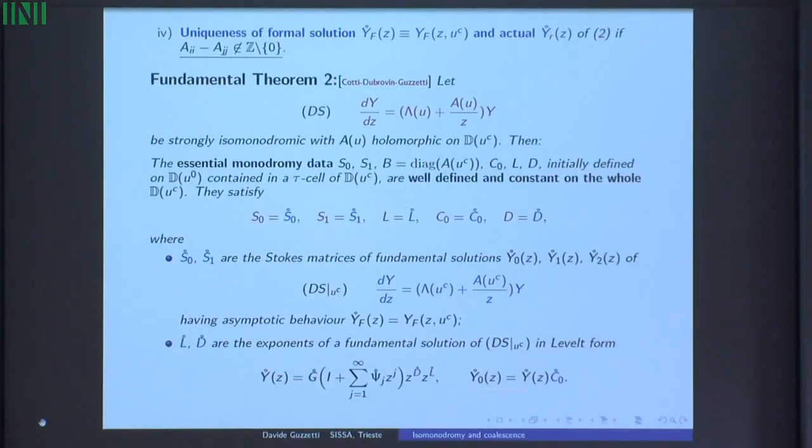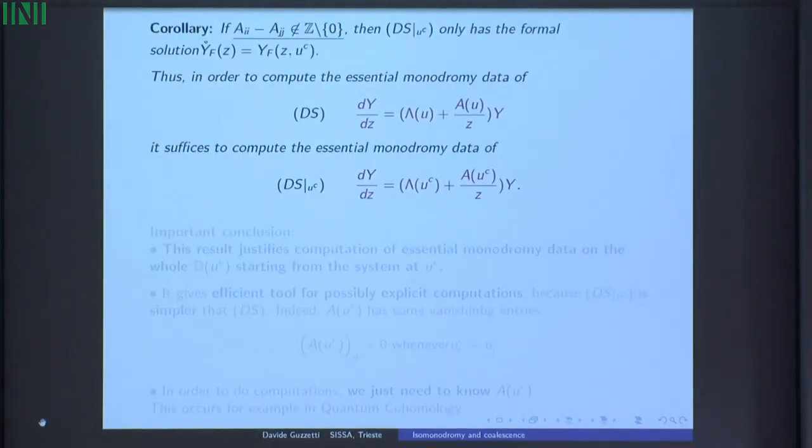And then you take any Levelt form of the system here. You compute the exponents. And then you are sure that these are exactly the monodromy data for the system away from the coalescence point. So we have also a computational way to compute the data here. Just restrict to this system, which in a sense is simpler. So maybe we can skip this corollary, which is more or less what I've already said. If you want to compute the monodromy data of this, just compute the monodromy data of this.